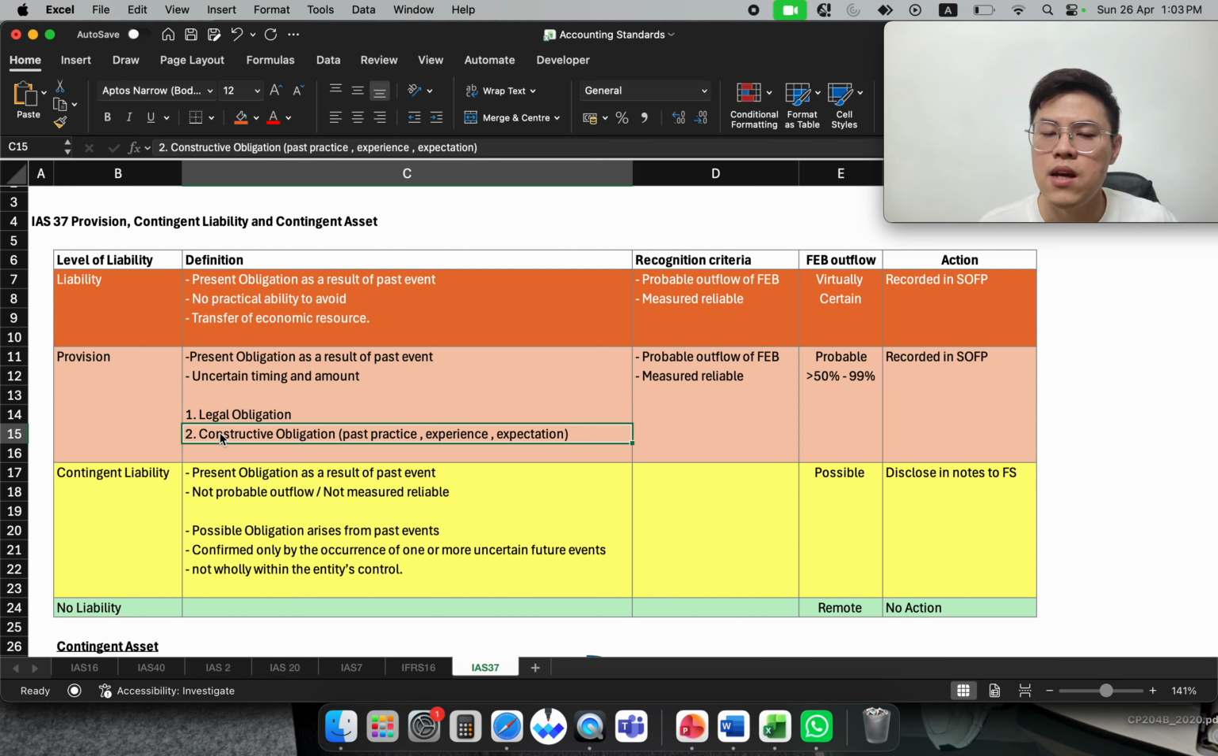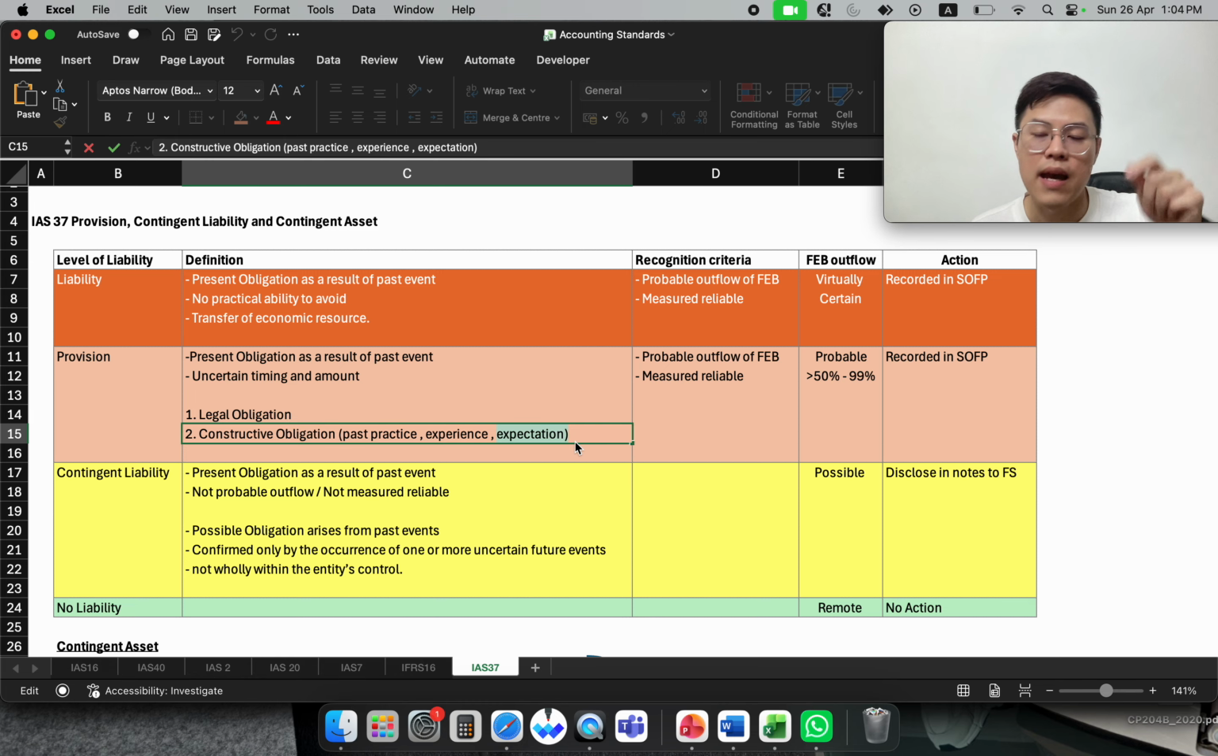Constructive meaning to say you are not against any law, meaning to say you comply with the law, but because of past practice or experience or expectations, people expect you to do like that. For example, sales return. If let's say you have an experience that over the years, the customer will return about 5% of your sales as the sales return.